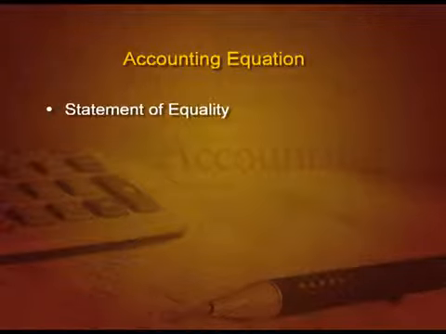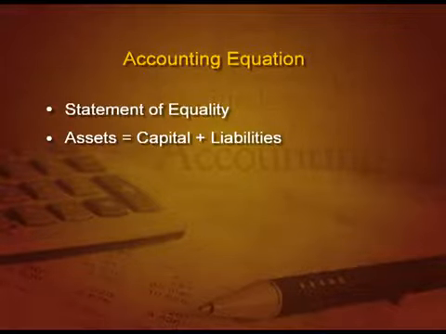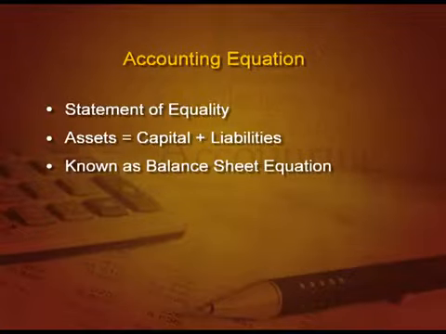Let us see the next topic, which is accounting equation. This is a very important topic because it will explain all the accounts in one go. Now, this is also called statement of equality, which means debit will be equal to credit. Accounting equation is assets is equal to capital plus liabilities, which means whatever money we have invested, that is capital, and whatever money we have borrowed, that is liability, both when equated makes the assets of the business. So, this is also known as balance sheet equation.